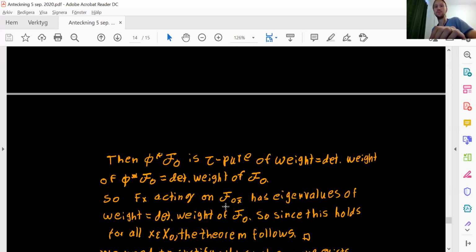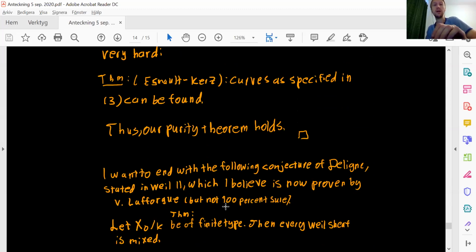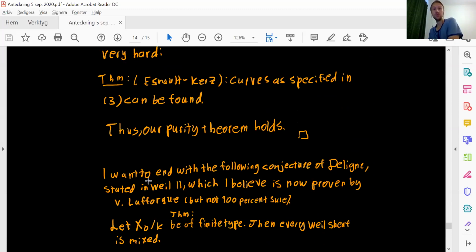Right. So this proves the purity theorem. And before I end, I want to say that we have the following conjecture of Deligne, which is stated in Weil 2, and I believe it's now proven by Vincent Lafforgue, but I'm not 100% sure. So what Deligne conjectured and Lafforgue proved was that whenever we have a scheme X0 of finite type over k, then every Weil sheaf is mixed. And I think this is a very nice theorem. I think this field has progressed since Deligne's original work.